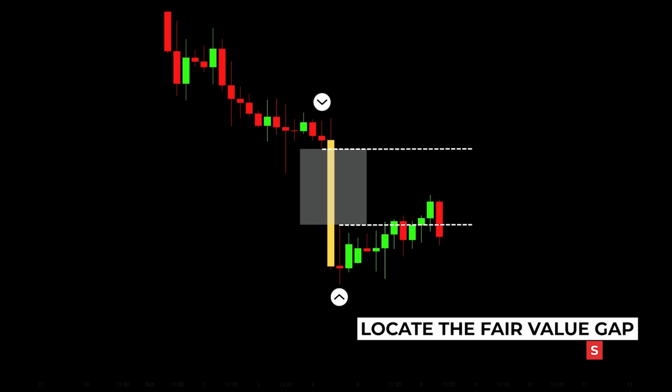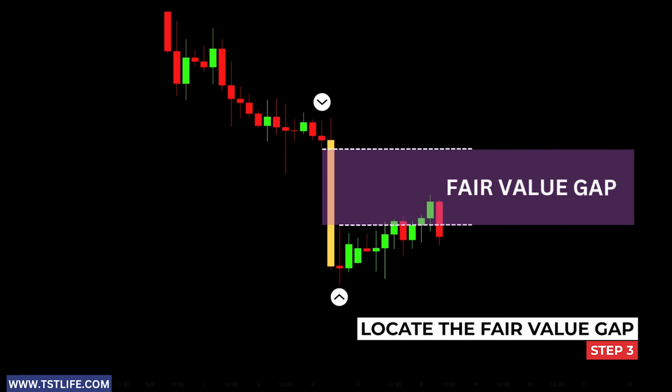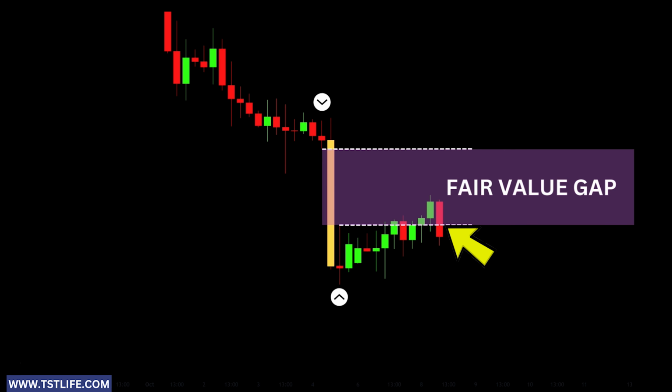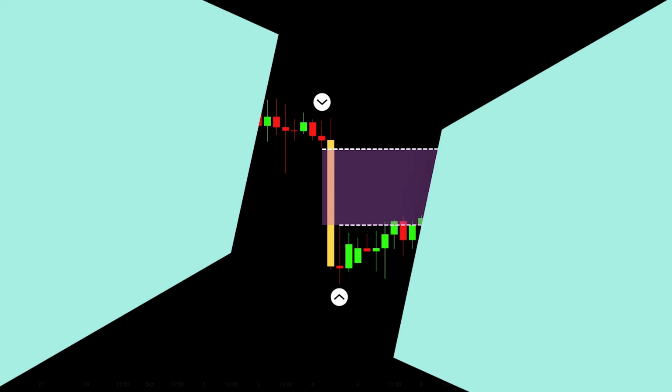Step 3. Define the fair value gap. The fair value gap in this case is the price range between the high of the third candle and the low of the first one. The price would tend to touch the gap before continuing its downtrend move and is definitely a solid point to place the sell trade, like the case here.